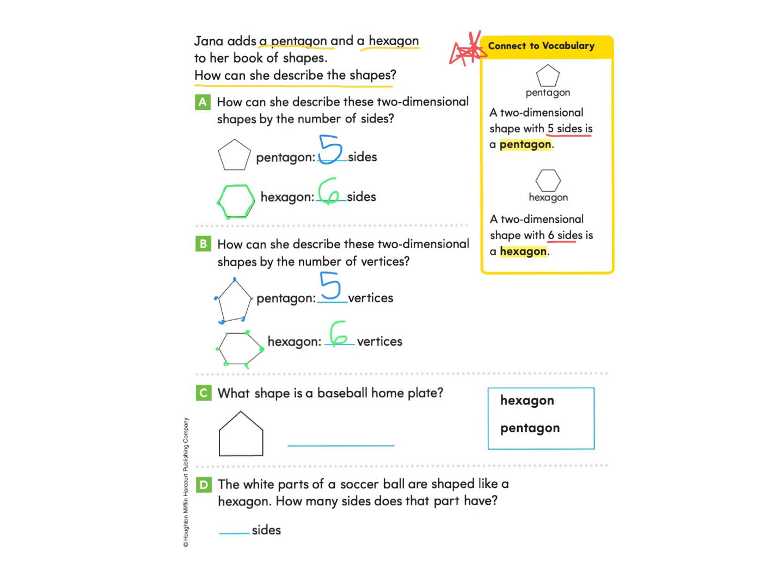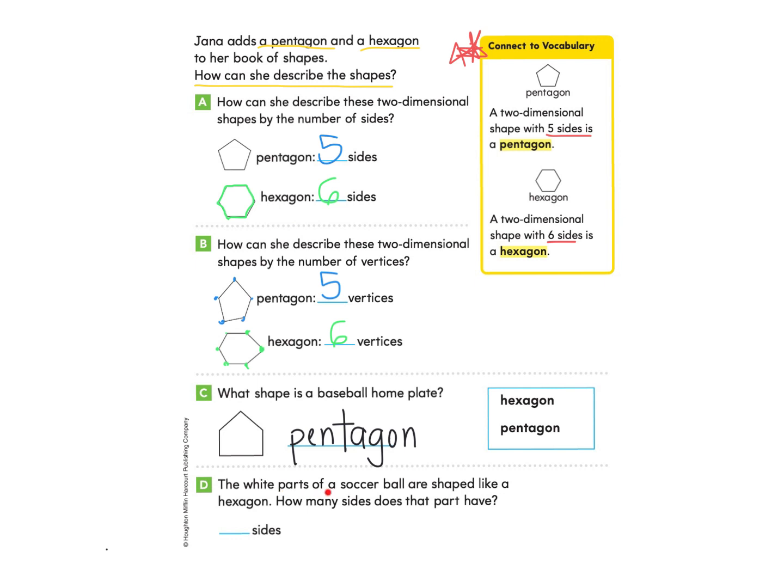Okay, now we're ready for part C. What shape is a baseball home plate? Well, let's start with how many sides it has. I see it has 1, 2, 3, 4, 5 sides. It's a two-dimensional shape with 5 sides, so that means it is a pentagon. So we can write that in here, pentagon, and they have the word right next to us in this blue box.